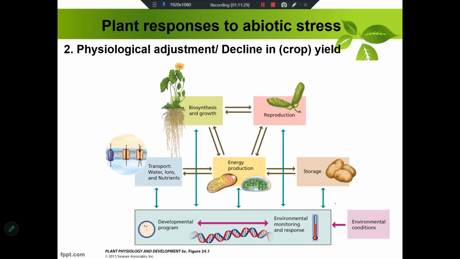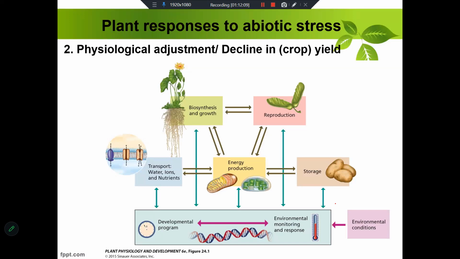So I will give you one example. We know that plants do photosynthesis, they do their biosynthetic processes, and some of the biosynthetic material they can use for their own growth, some can be stored, and some can be allocated for their reproduction. We know that if seeds and flowers are being produced by the plant, then a lot of energy will be utilized for that reproduction process.